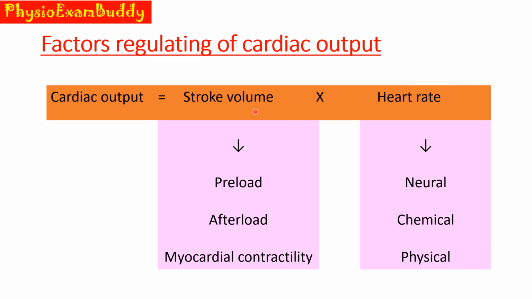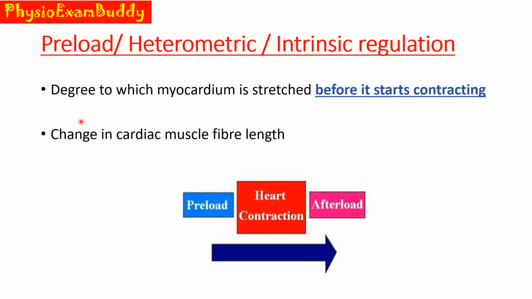So first we will see what are the factors affecting the stroke volume, and first we will explain the preload. So what is this preload? Preload, it is also known as heterometric or intrinsic regulation. So it is the degree to which the myocardium is stretched before the heart starts contracting. So the load acting on the heart before the heart starts contracting, that is the preload. And here there occurs change in the cardiac muscle fiber length, that is why it is known as heterometric or intrinsic regulation.